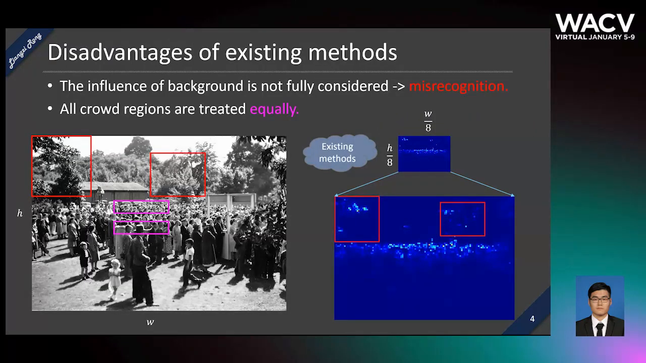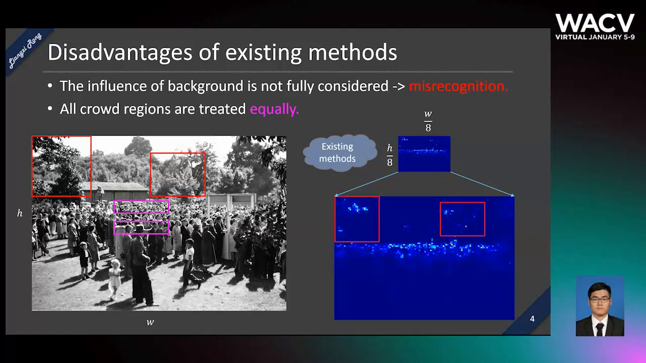Existing methods have two disadvantages. Firstly, the influence of the background is not fully considered. Convolutional kernels may extract features in the background that are not related to the crowd, resulting in misrecognition. In this case, inaccurate people count may be caused by the underestimation of the crowd region and the misrecognition in the background region.